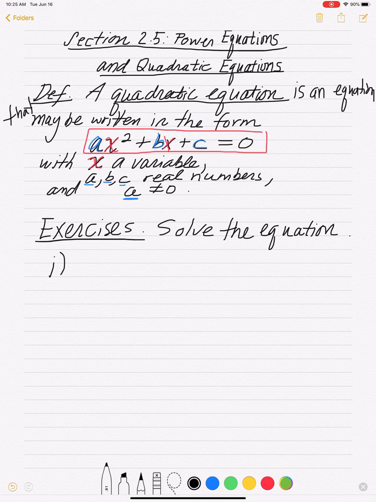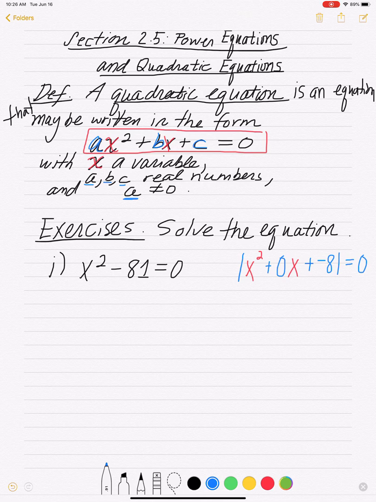So what do we have? We have x squared minus 81 equals 0. So this is a quadratic equation. If you wanted to write it in the form ax squared plus bx plus c equals 0, you could write this as 1 x squared plus 0 x plus negative 81 equals 0, right? That's technically the same thing.